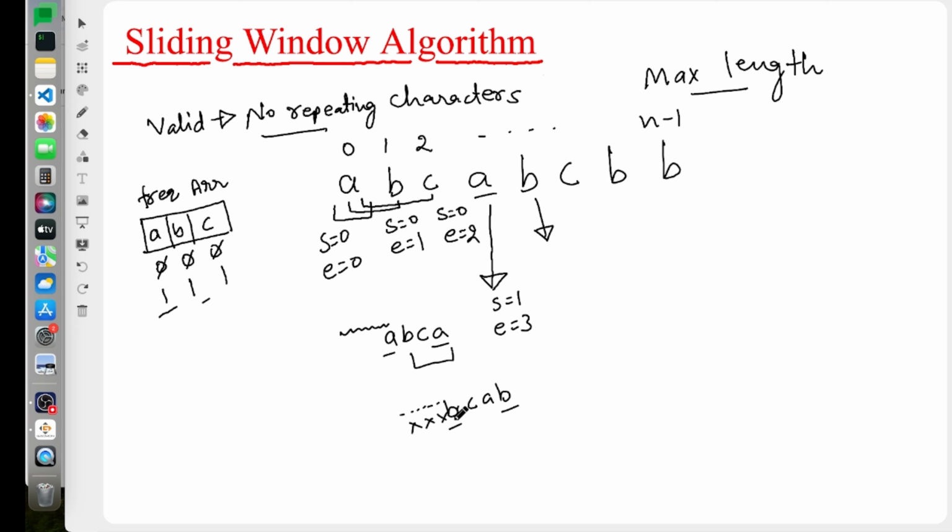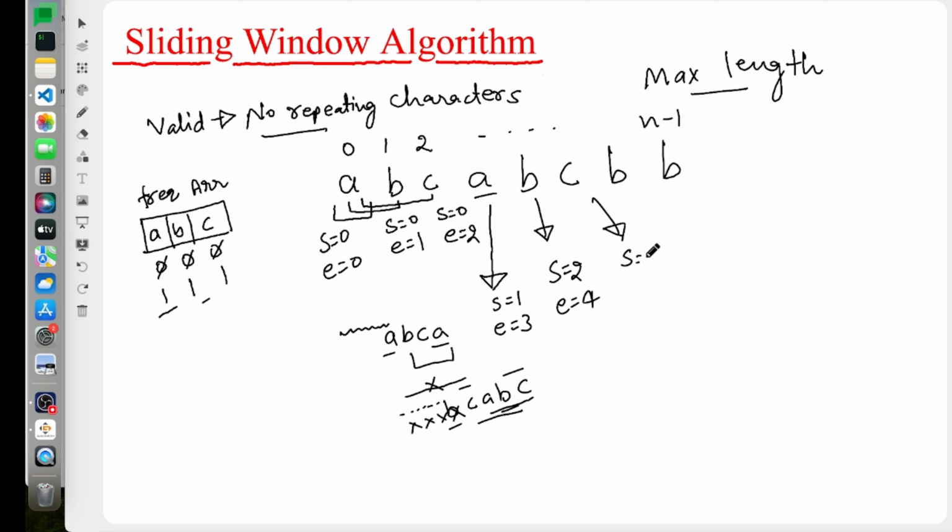So just remove these characters, then your window will become C, A and B. So your start will become 2 and end will become 4. And no need to update your frequencies, because the frequency is anyway 1 in all the cases. CAB also has frequency 1, 1, 1 for all 3 characters. Again you come to C. If you try to include C here, again C will be repeated.